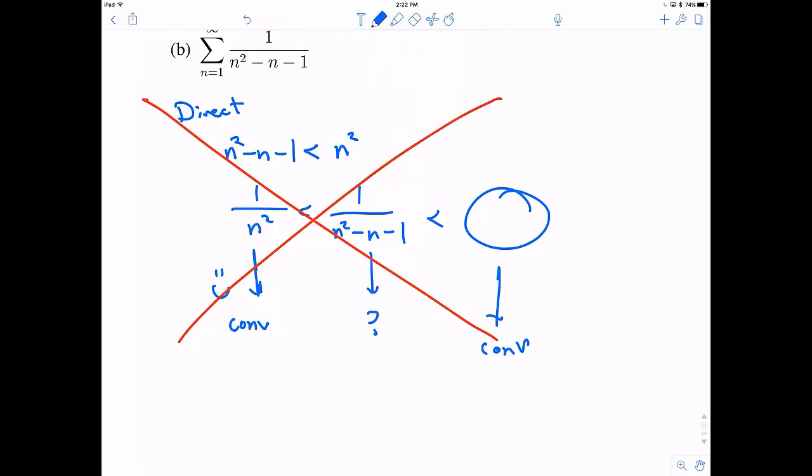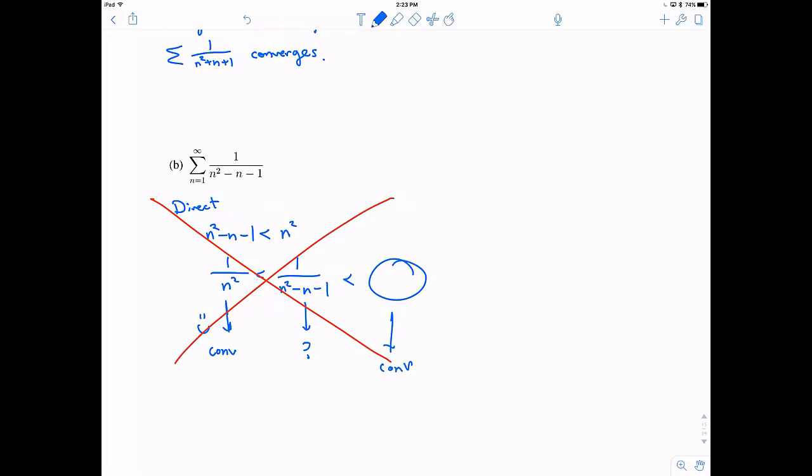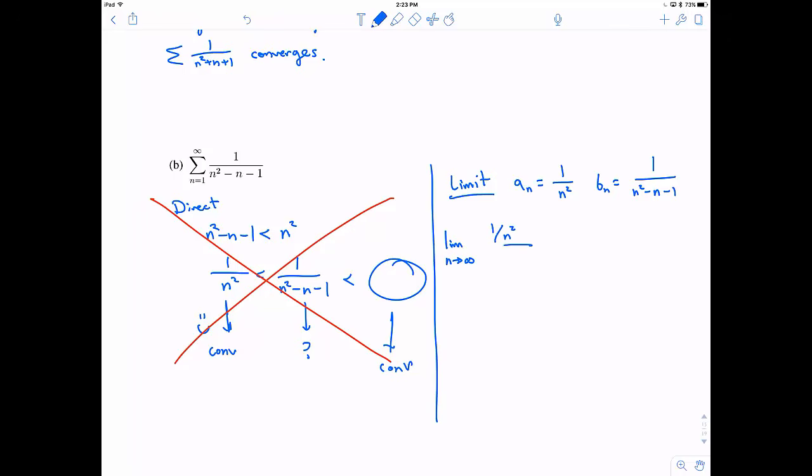However, thinking about the limit comparison test with the same idea, right? We want to compare it to 1 over n squared. That does work. So let me show you. So the limit comparison test, I'm going to use my a_n. The thing that I compare it to is 1 over n squared. And my b_n is my series, 1 over n squared minus n minus 1. And now let's look at the limit as n goes to infinity of a_n divided by b_n.